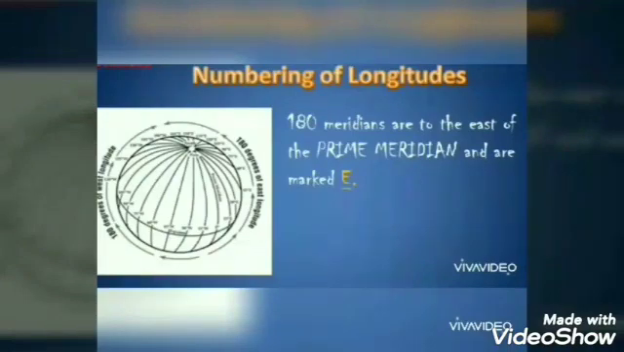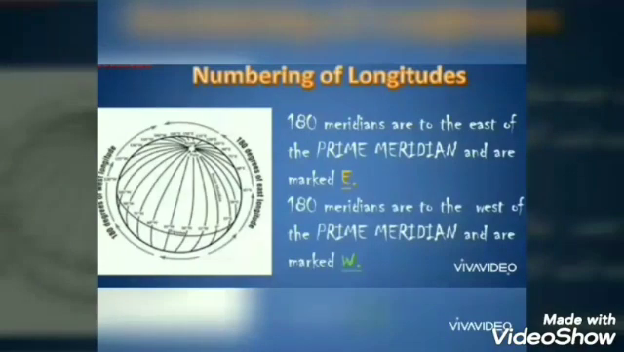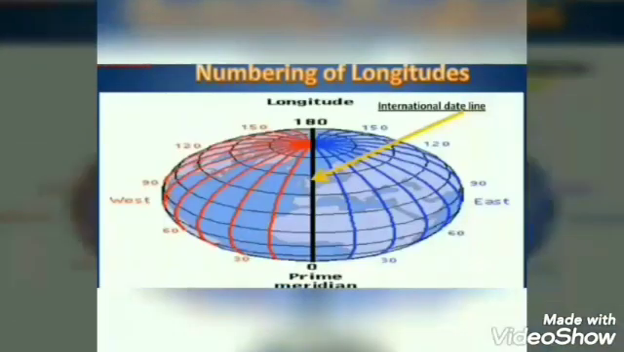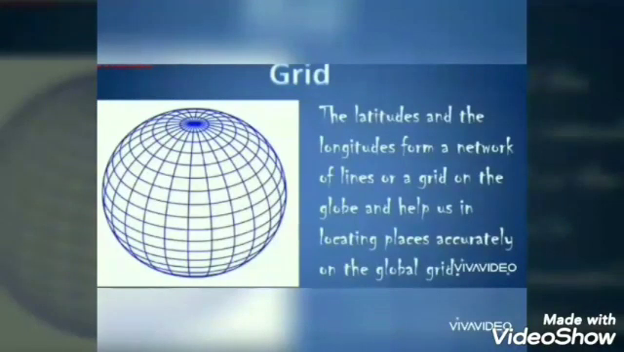180 meridians are to the east of the prime meridian and are marked with capital E. 180 meridians are to the west of the prime meridian and are marked with capital W. 180° east and 180° west is the same line and is also referred to as the international date line. The latitudes and the longitudes form a network of lines, or a grid, on the globe and help us in locating places accurately on the global grid.